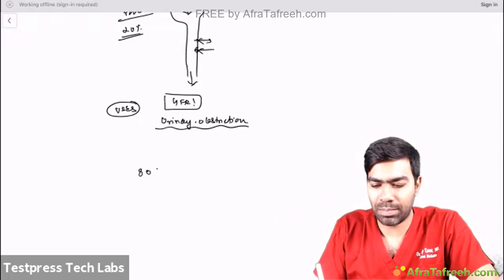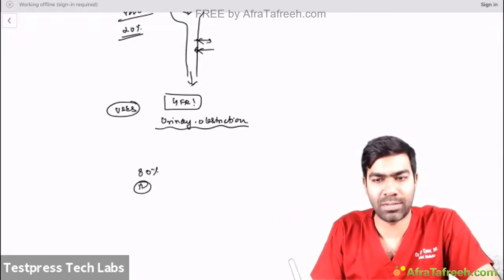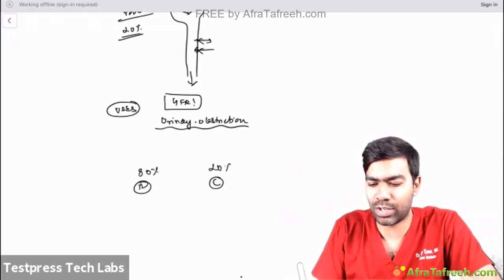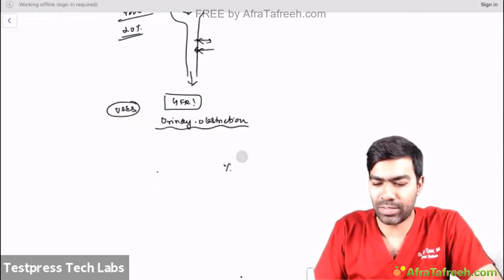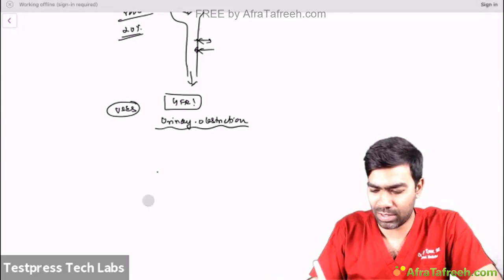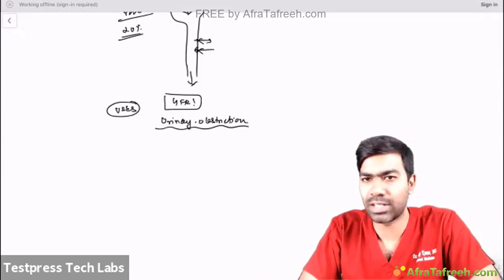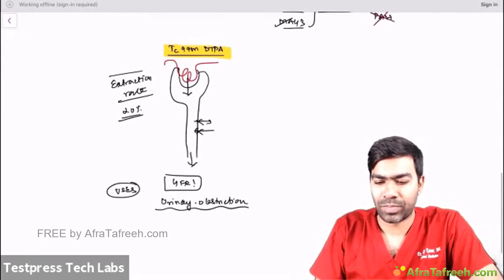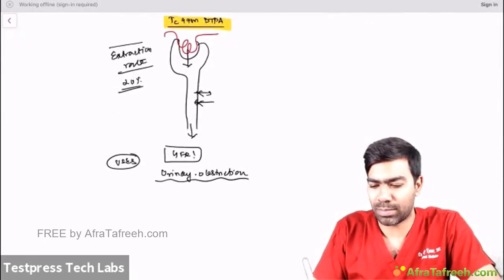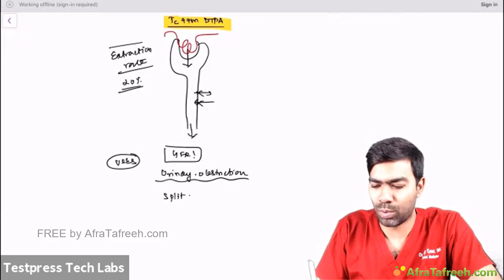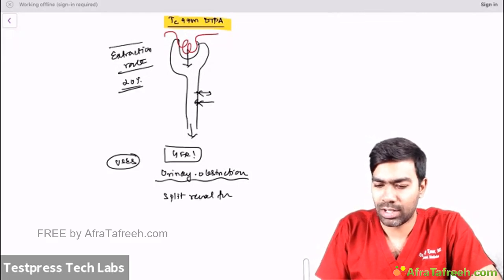I can tell that 80% of the function is managed by the right kidney and the left kidney is managing only 20%. So I can tell this kind of split renal function. With these tracers, one important advantage is that we can find out the split renal function. That's the biggest advantage. Whether technetium 99m DTPA will be useful for assessing the split renal function or not? No, it's very poor in assessing the split renal function.